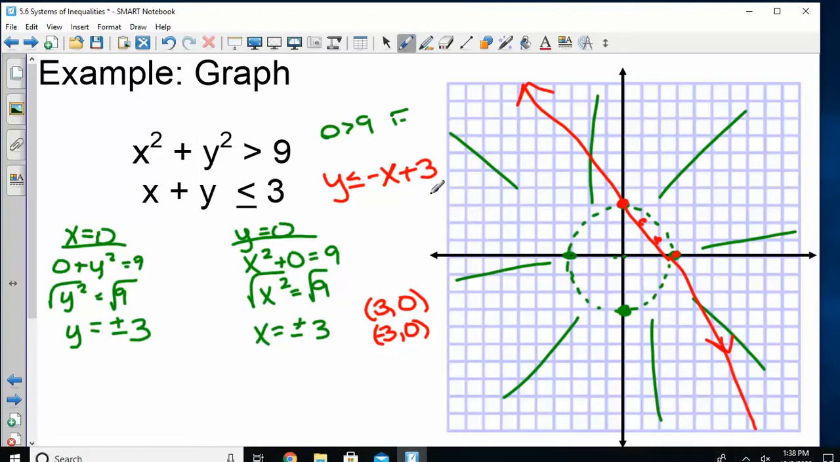Then pick a test point. Can we do 0, 0? Yeah, it's not on the line. So if I put that in, I get 0 is less than or equal to 3. True or false? True. So 0, 0 works. So everything below this line works. So what's my overlap? Outside the circle and below the line.